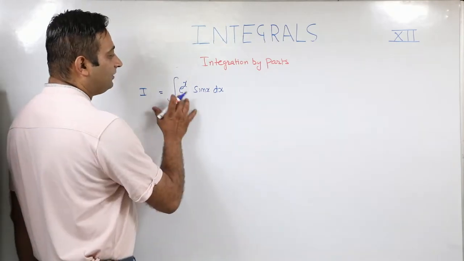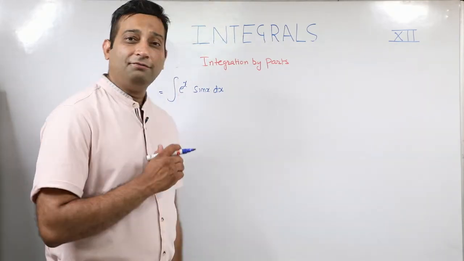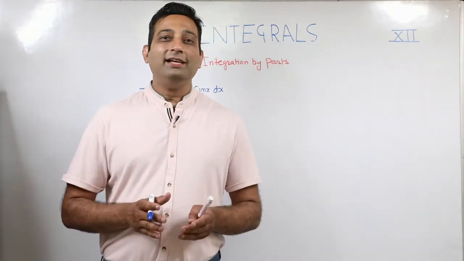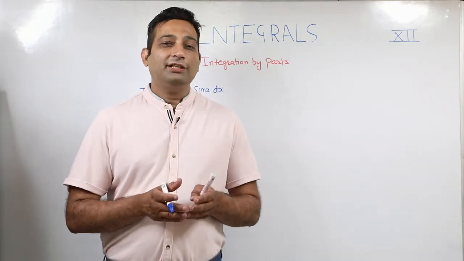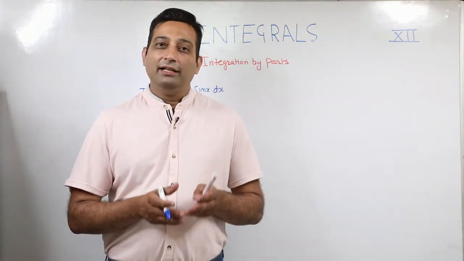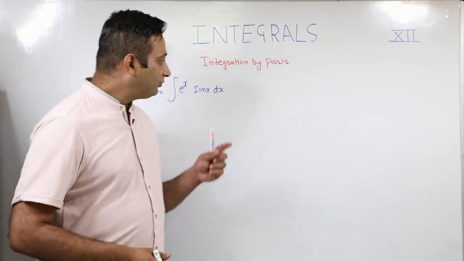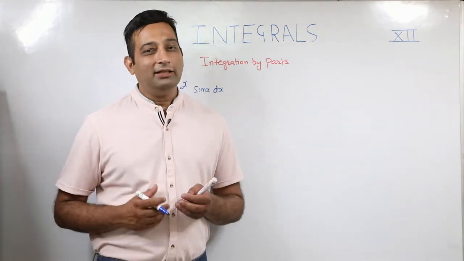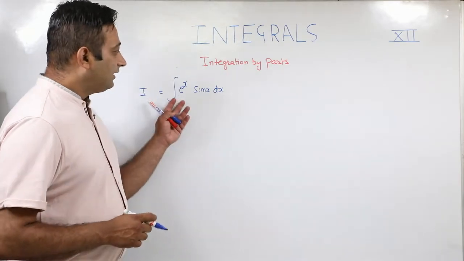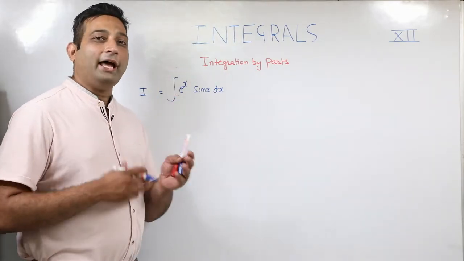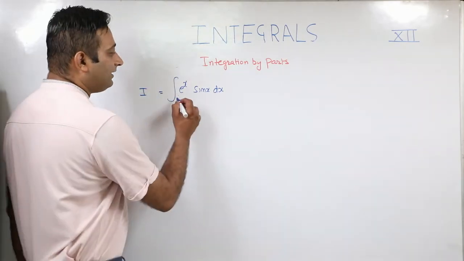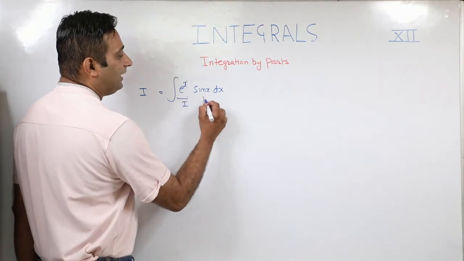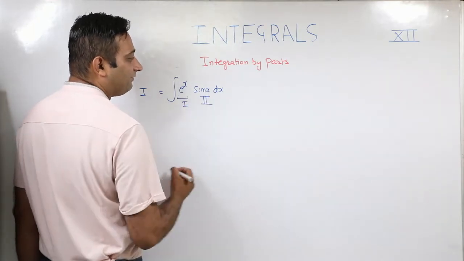But in this case, we will choose e raised to the power x as the first function, because the priority here says that whichever function has an easy integral, we will choose as the second function, and whose derivative is easy, we will choose as the first function. In this case, the integral and derivative of both have equal priority. So we will take e raised to the power x as the first function and sin x as the second function.